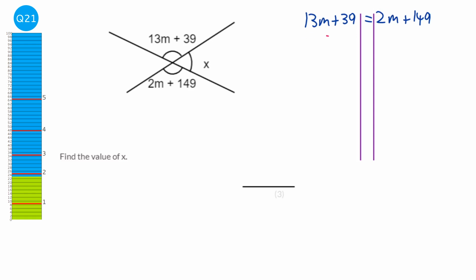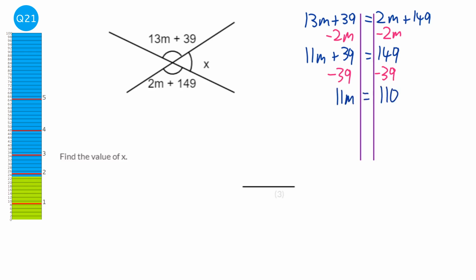We're going to take that away from both sides to start off, and so we're left with 11m plus 39. And we've just got the 149 on the right hand side. Next we're going to remove the number, so take away 39 from both sides, and we've got 11m is equal to 110, and then we're going to divide both sides by 11 to find out what m is. So m therefore equals 10.